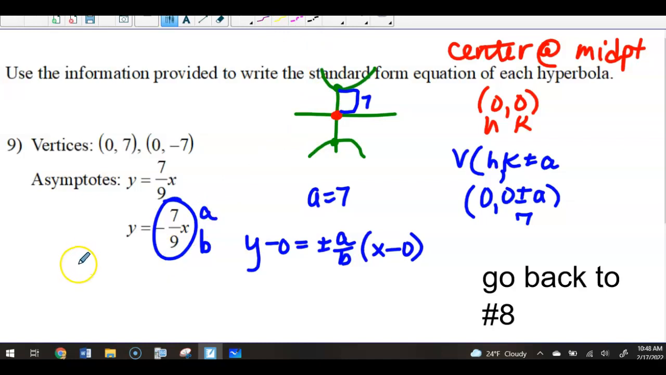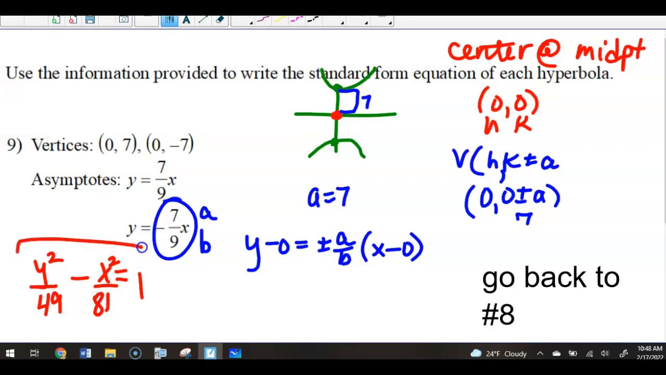So we're ready to write the equation. It opens up and down, so it's y minus 0 squared minus, and this one had a center at 0, 0, so it's x minus 0 squared equals 1. And this one is over a squared, which was 49, and this one is over b squared, which was 9 squared, or 81. There's our equation. All right, we're going to go back and do number 8 because it's got a little tweak to it.